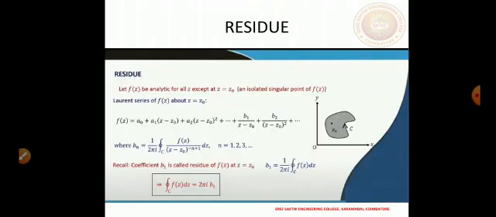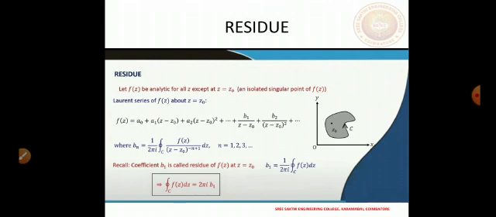So coming to residue, suppose f of z is a function which is analytic for all z except z equal to z naught, which is an isolated singular point of this function f of z. In the previous two chapters we discussed the singular points and also the expansions, particularly the Laurent series expansion, which will be very useful to discuss the residue now.